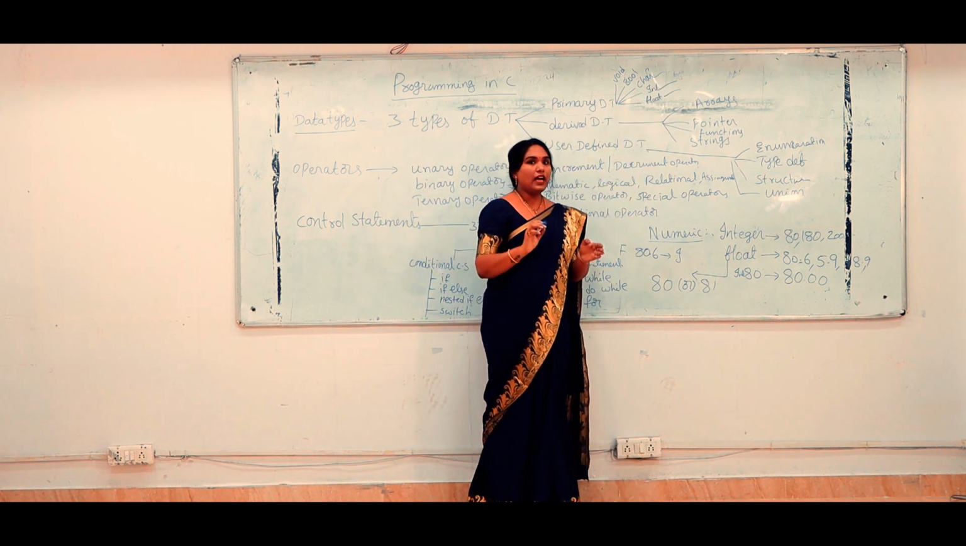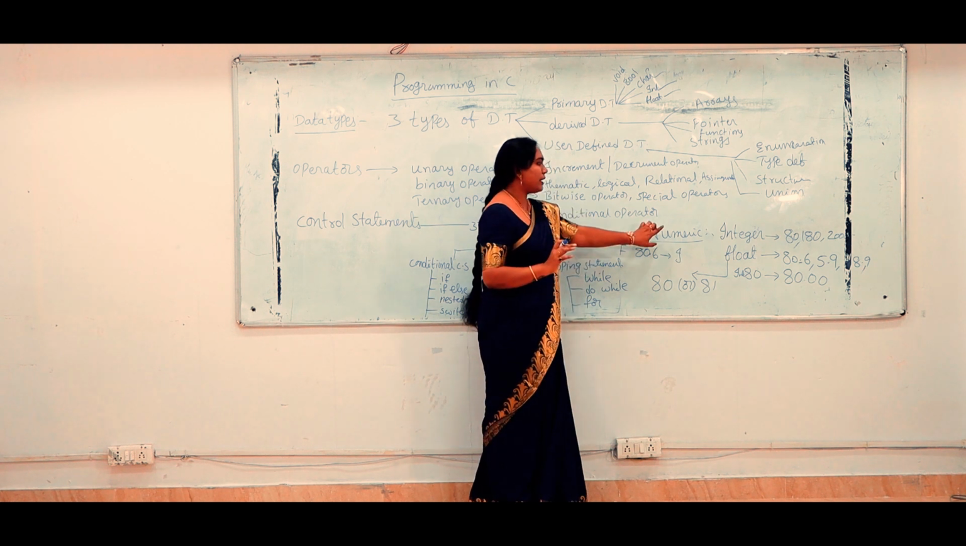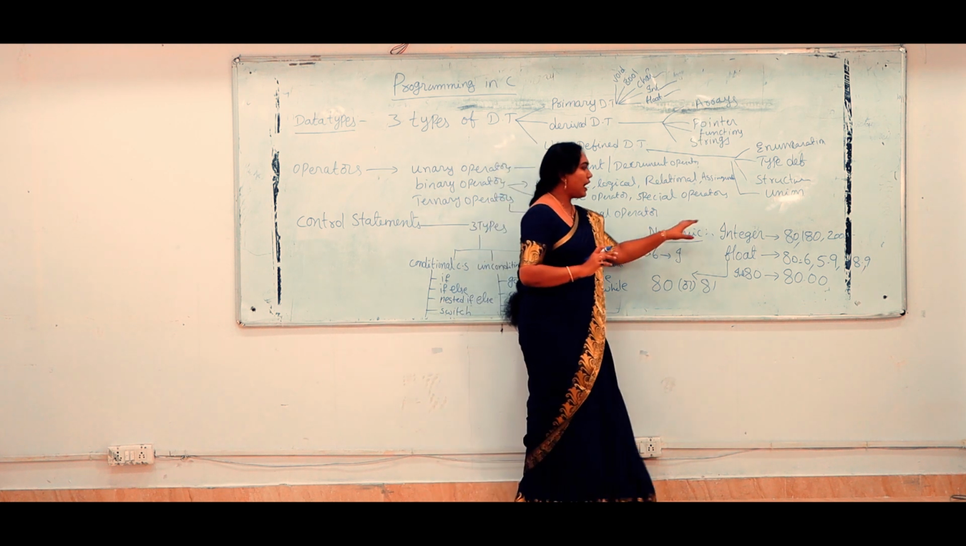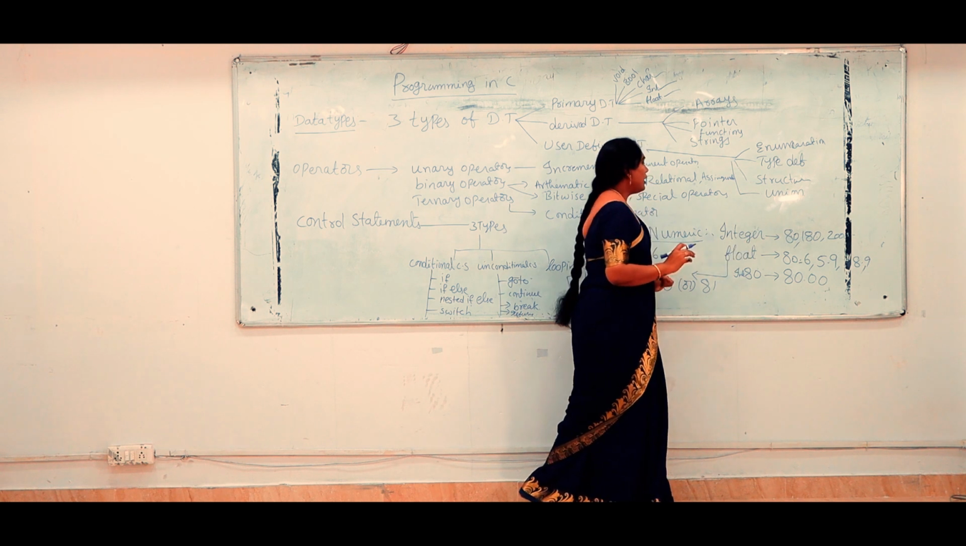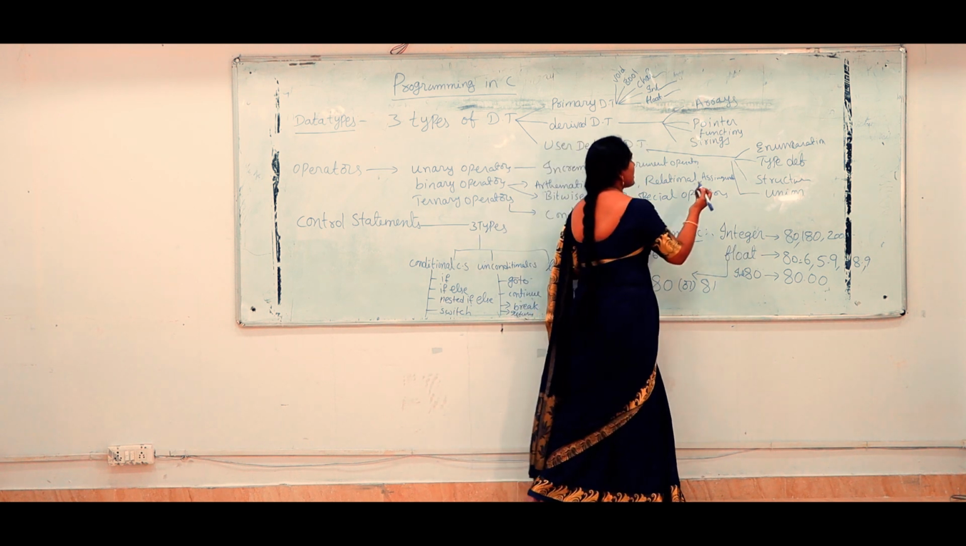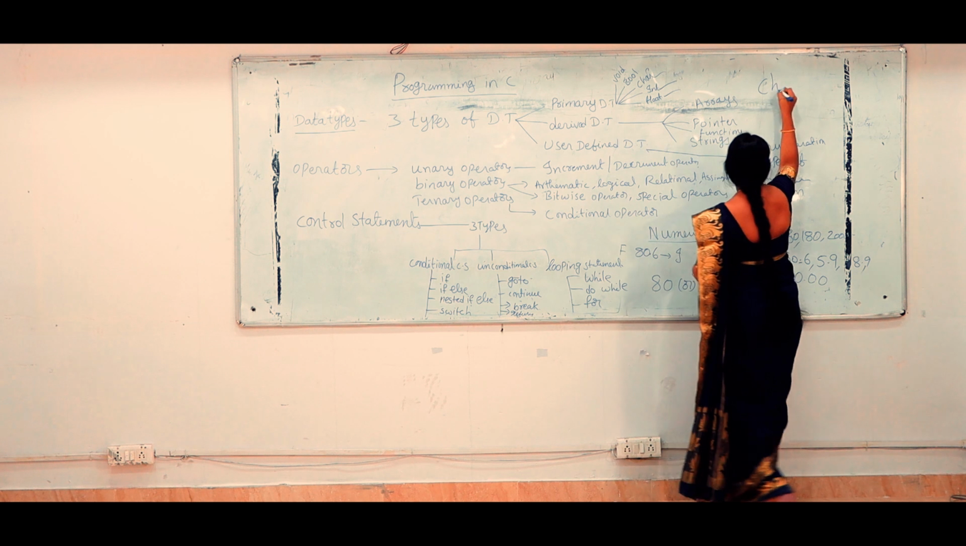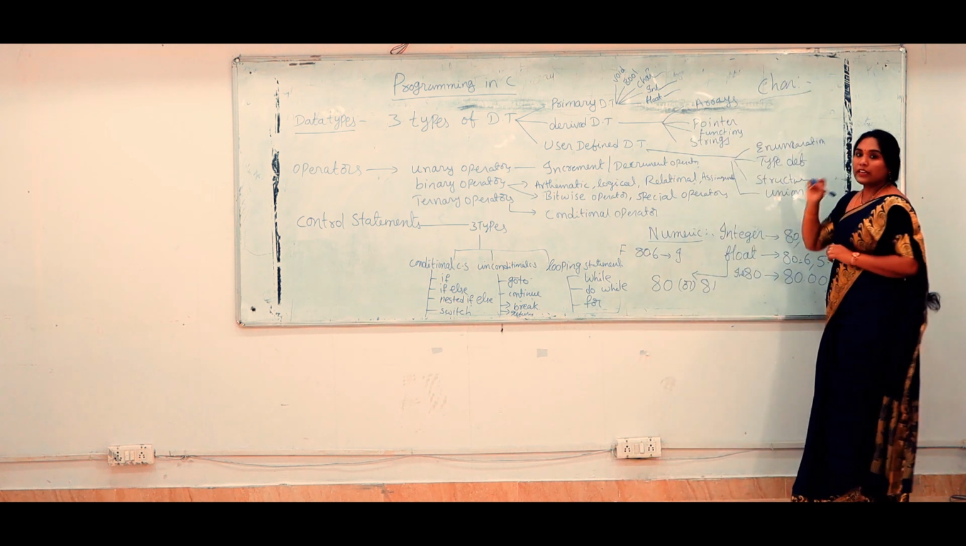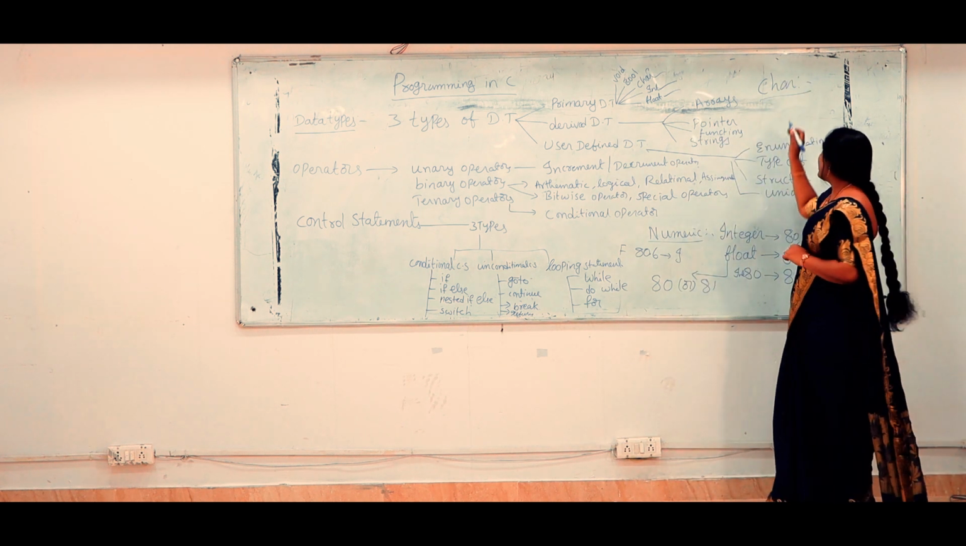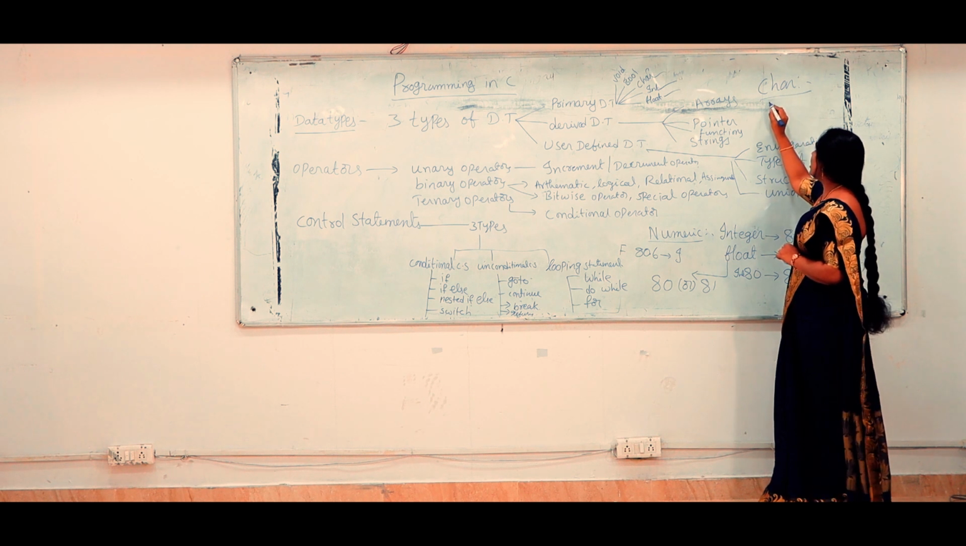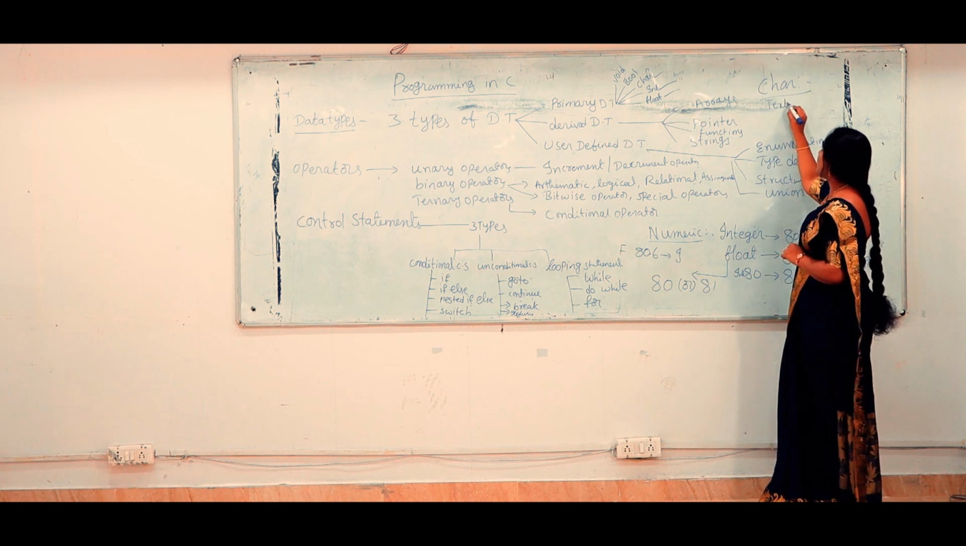First, here I discussed only the numeric part. What is the numeric part? We have integer and float. Now we are going to discuss the character data type. The character data type is nothing but the text type of data type.